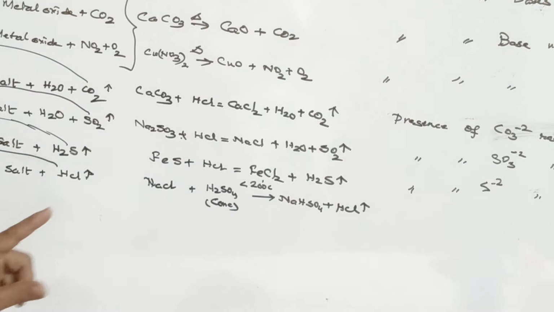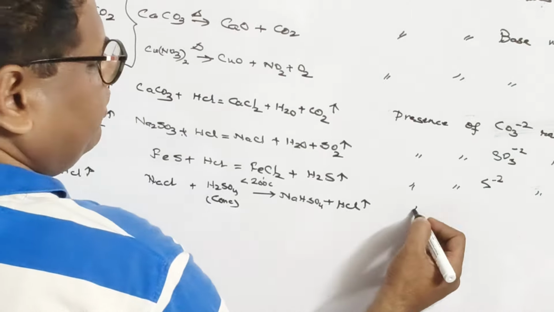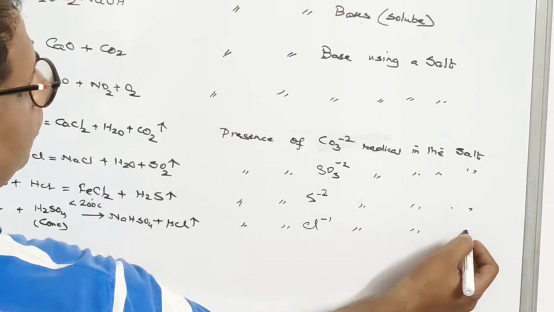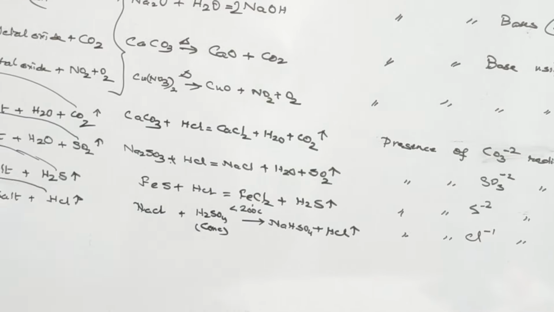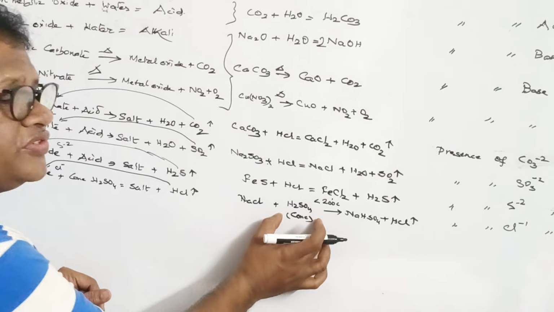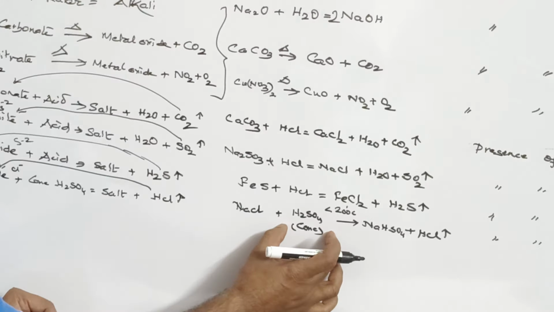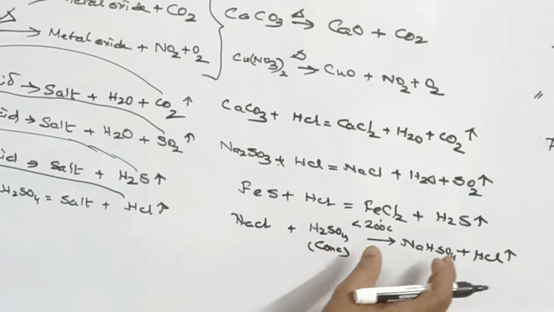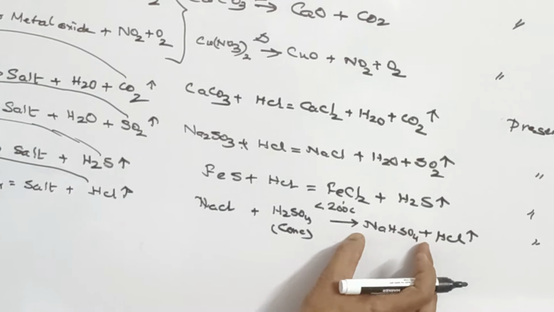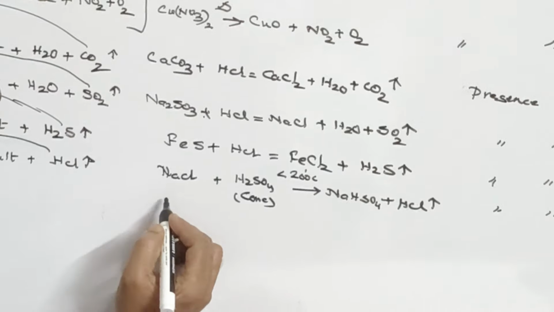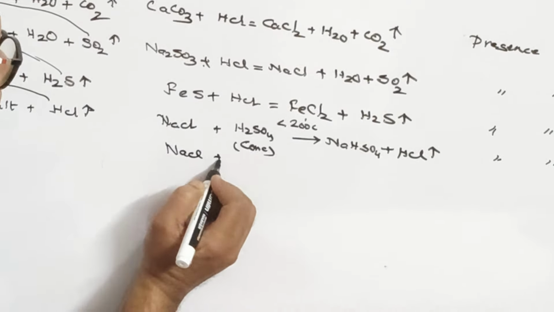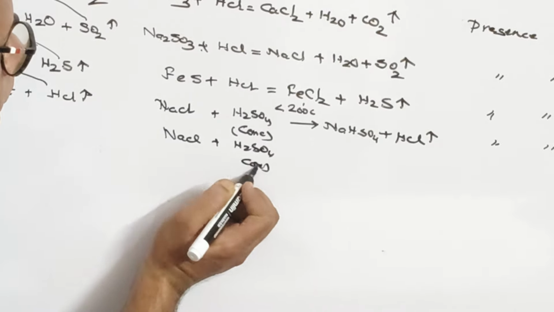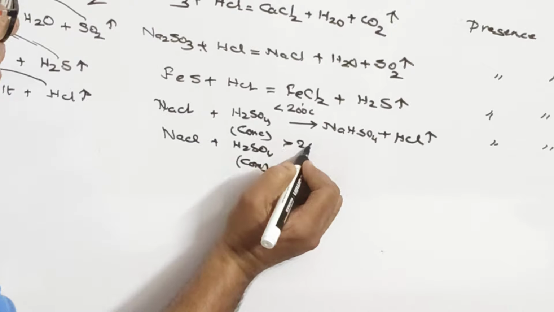Now the importance of this reaction is that, first of all, it proves the presence of chloride in the salt. This also proves the dibasic nature of sulfuric acid, because sulfuric acid can form two series of salts. One is sulfates and the other is bisulfates. This is the acid salt. Now what happens if the temperature is more than 200 degrees Celsius?